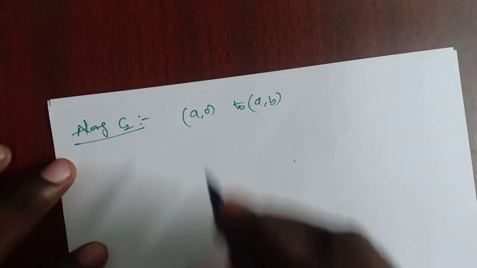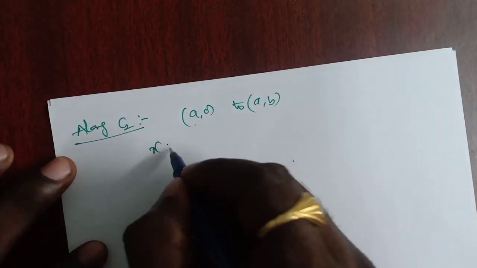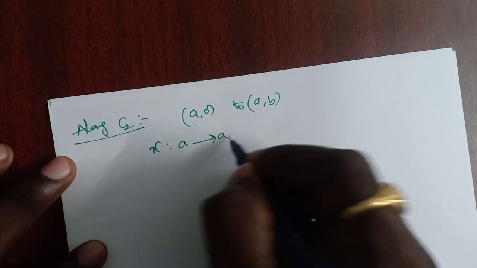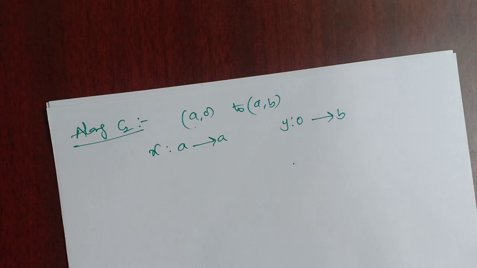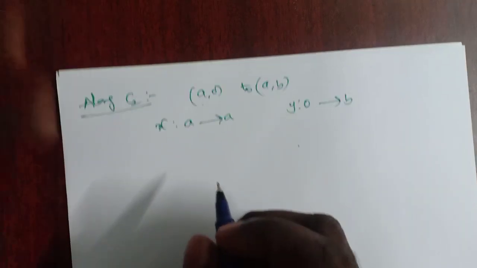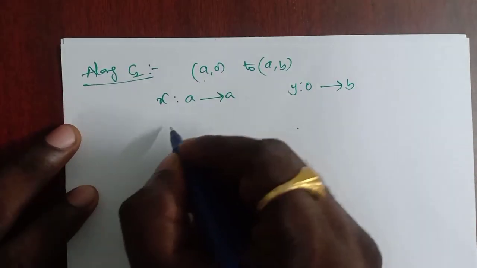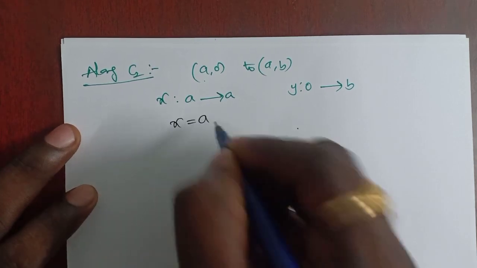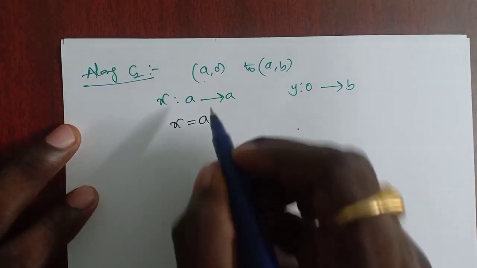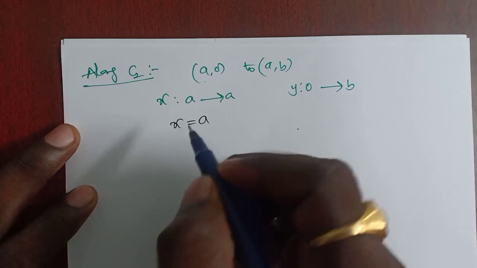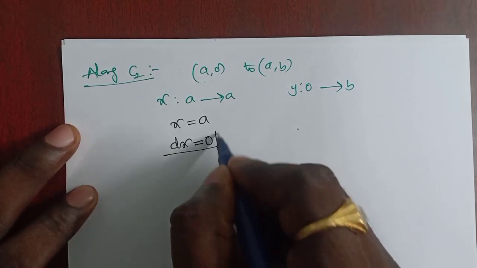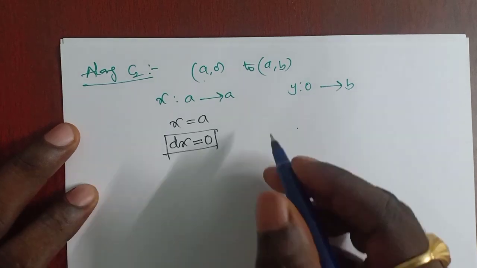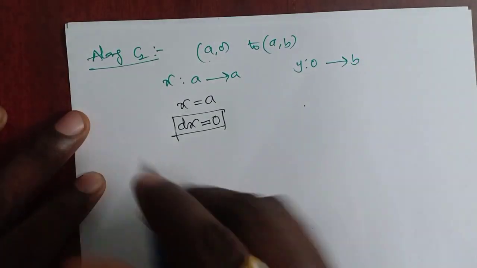Okay, so clearly x is from a to a, no change. Y is from 0 to b. So if x is from a to a, which means what? X equal to a, no change. X ranges from a to a, which is nothing but x equal to a. If no change in x, which means the derivative equal to 0, then the boundaries of y is 0 to b.